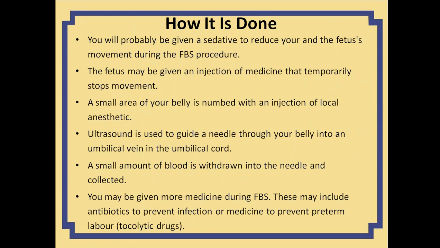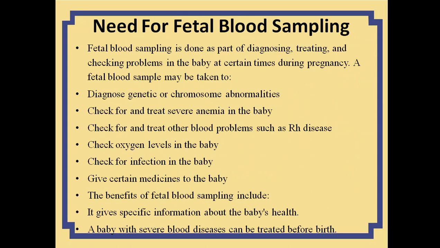Okay, so how is it done? This procedure is similar to the amniocentesis procedure. A small area is cleaned well, and then a local anesthetic is given so that the mother does not feel the pain. Similarly, an ultrasound wand-like device is spread over the belly to monitor the fetal movement and fetal heartbeat. Then a needle is inserted, a small amount of blood is withdrawn and collected, and then it is sent to the laboratory for further testing.